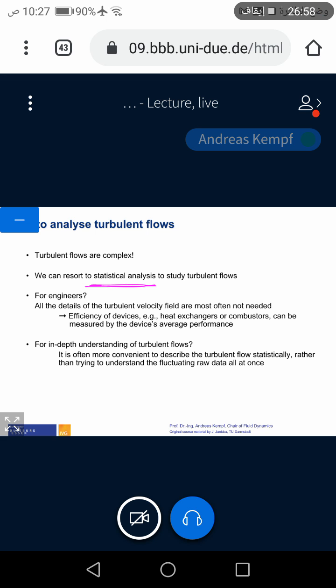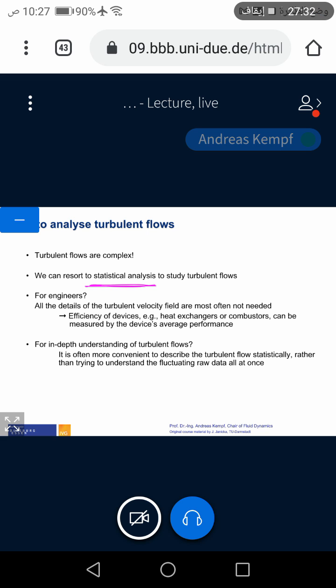For engineers, very often the very details of the turbulent velocity fields are not needed. You do not know when you cycle down a hill very, very fast if a little vortex 1 centimeter in front of your left eye is turning to the left or to the right. It doesn't matter. We know anyway that a few moments later it will turn the other direction. This is a property of turbulence. It's random. So we are interested in mean quantities, efficiency of devices, of a heat exchanger or combustor, drag coefficients, and so on.